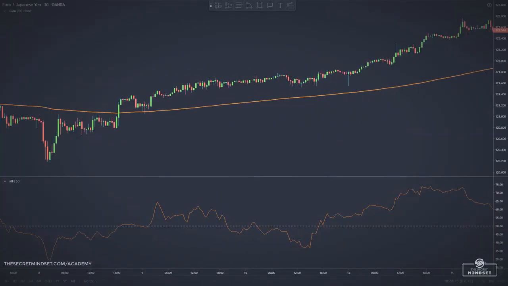Here's how it looks like. We added the 200 EMA to estimate the market trend, and the 50 period money flow index, planning to take trades when the indicator crosses its 50 center line.